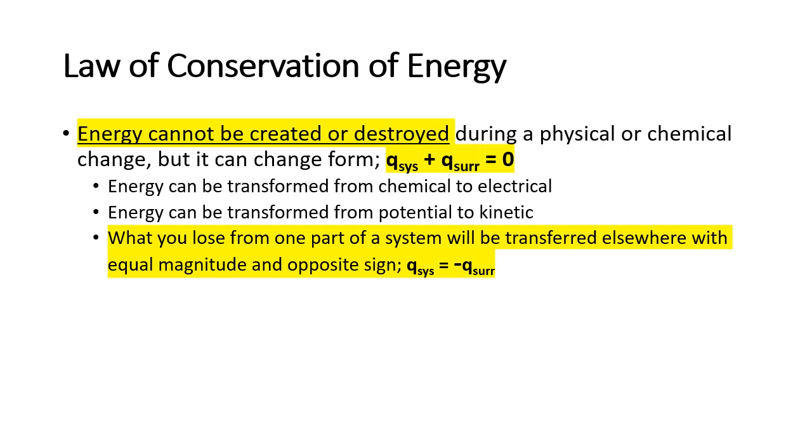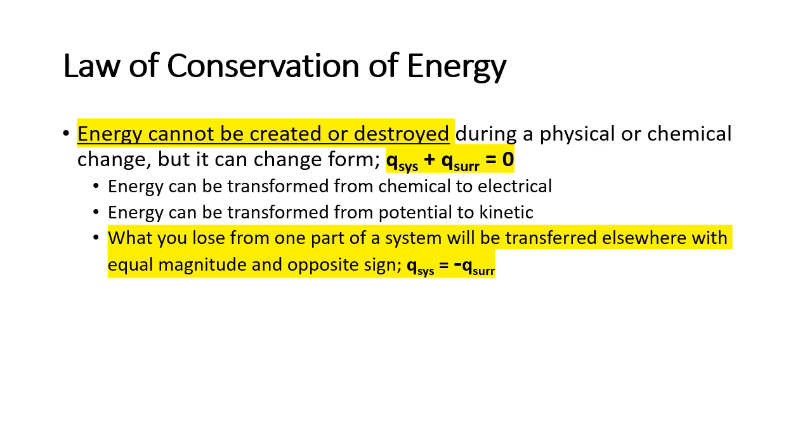By changing form, that second part that's a little bit sketchy, I'm referring to things like energy can be transformed from chemical to electrical. So how do we do that? Well, we can generate electricity from batteries using chemical reactions. We do that a lot.